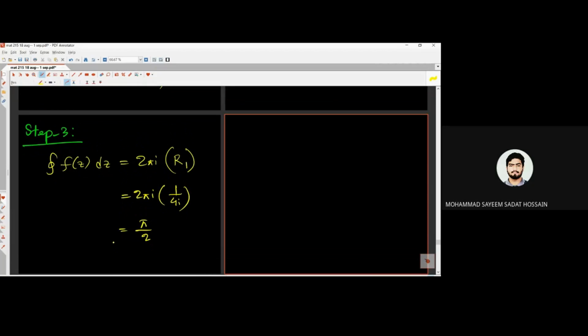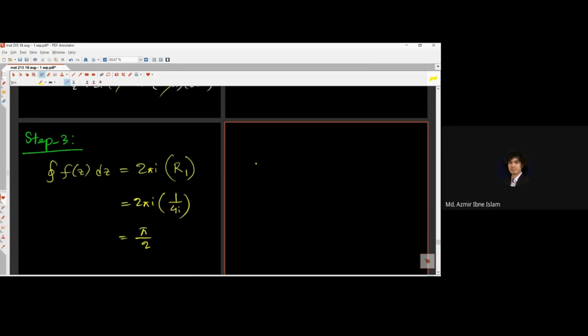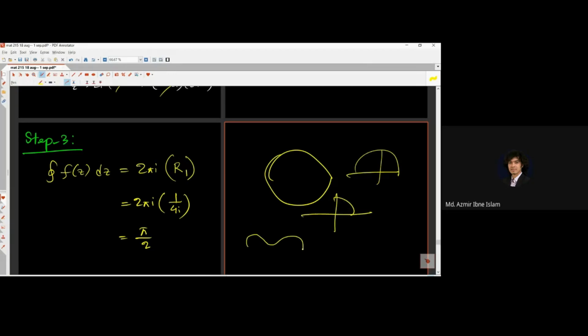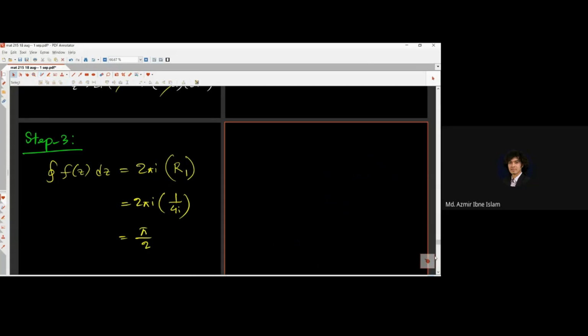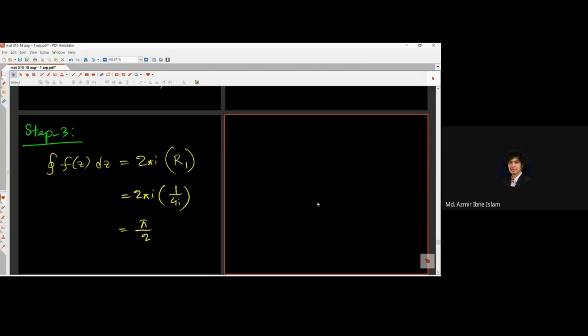Sir, will step 3 integration also remain for a half circle as well? Circle is not the appropriate word. It is for a contour. The contour may be a full circle, it may be a half circle, it may be a circle in the first quadrant, it may be a different shape like this. That means Cauchy's residue theorem can be applied for any contour. So step 3 is done.